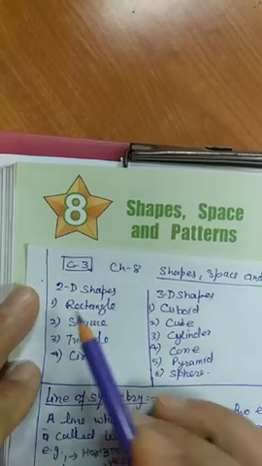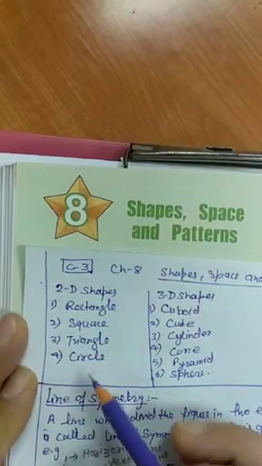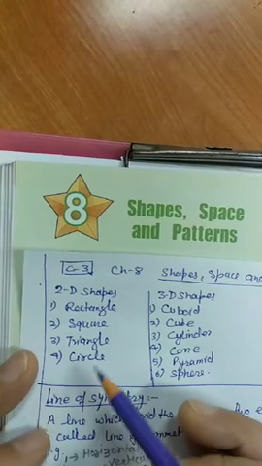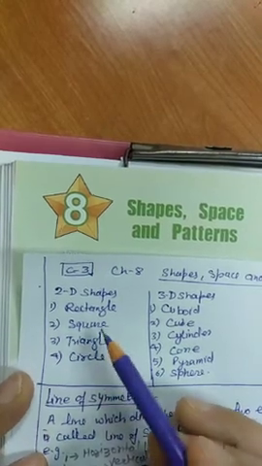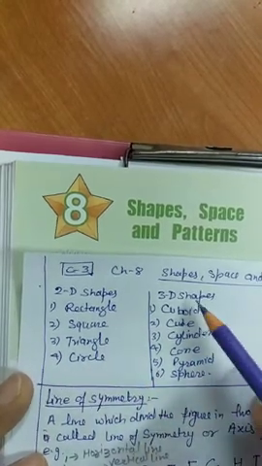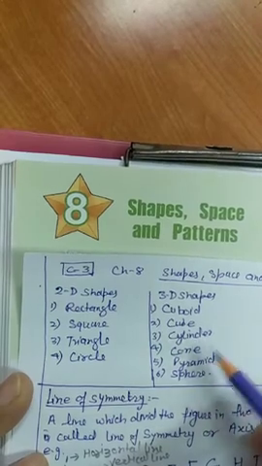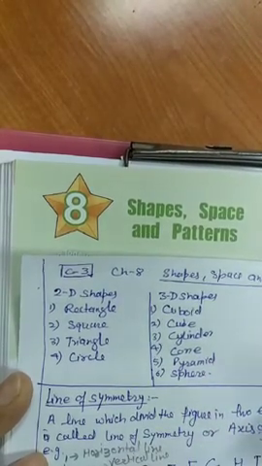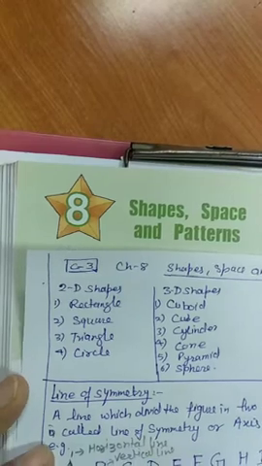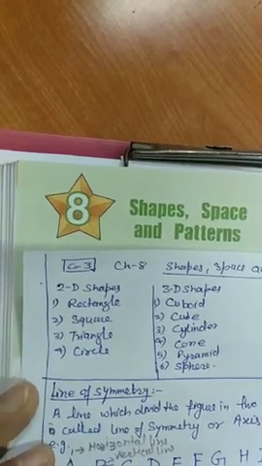So already you know that 2D shapes are rectangle, square, triangle, circle. You can see the definition and drawing of these in the first video. In 3D shapes also, cube, cuboid, cylinder, cone, pyramid and sphere. Now we will focus on the line of symmetry.